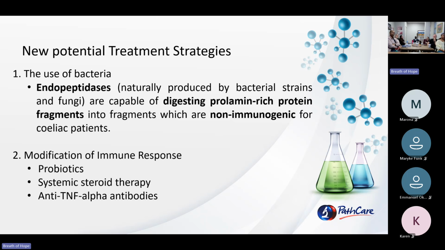So the new potential treatment strategies that are being researched at the moment. The only known one that is actually working is the elimination diet, and that's been researched, but these are the new ones that have trials ongoing. So the use of bacteria: endopeptidases are naturally produced by bacterial strains and fungi, and they are capable of digesting prolamin-rich protein fragments into fragments which are non-immunogenic for celiac patients. So there's a lot of research going on in this area.